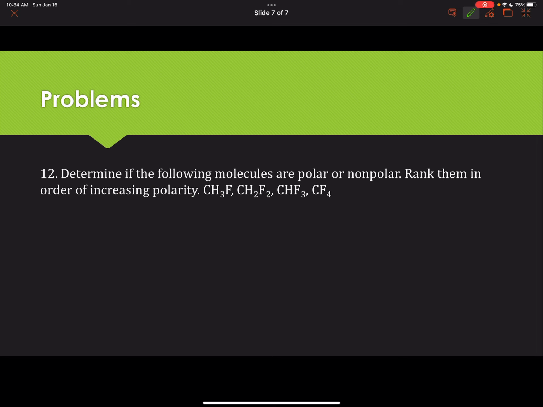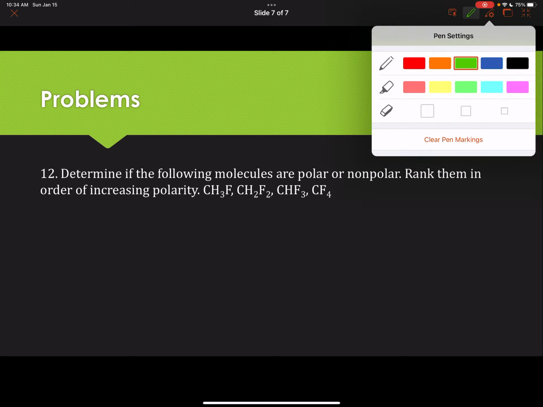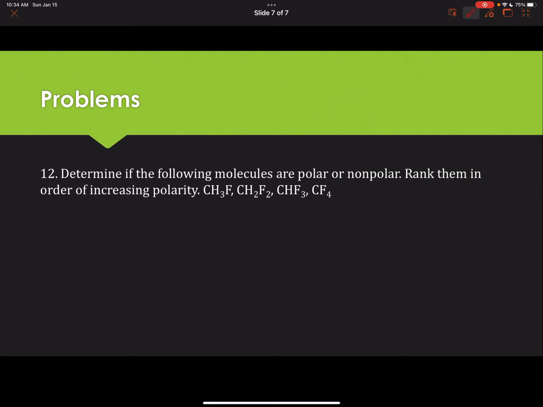So the final thing we want to take a look at with this worksheet is problem number 12, determining if the following molecules are polar or nonpolar, and we're asked to rank them in order of increasing polarity. As we start out, we want to start by drawing our dot structures. Hopefully, the more practice you get, you should be able to do this without your dot structures.